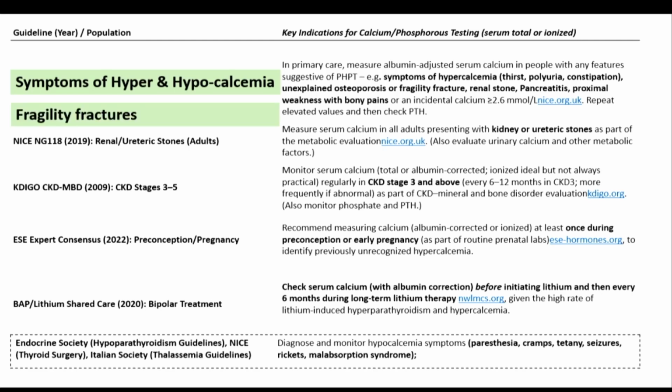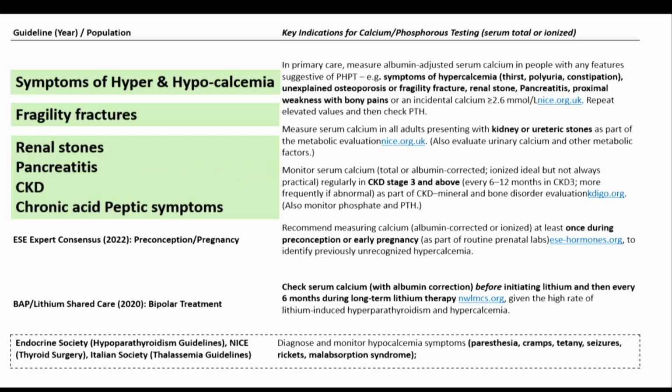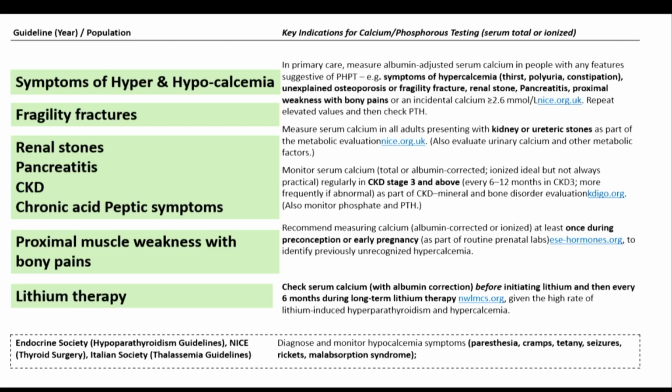Then second is fragility fractures. Third is renal stone, pancreatitis, CKD, and chronic acid peptic symptoms. Guidelines say that even one episode of renal stone warrants calcium evaluation because it is a very cheap, affordable investigation, and we can prevent future comorbidities. The fourth is proximal muscle weakness with bony pains. Before moving to advanced investigation, if we check this calcium profile, we can save the patient from further comorbidities.